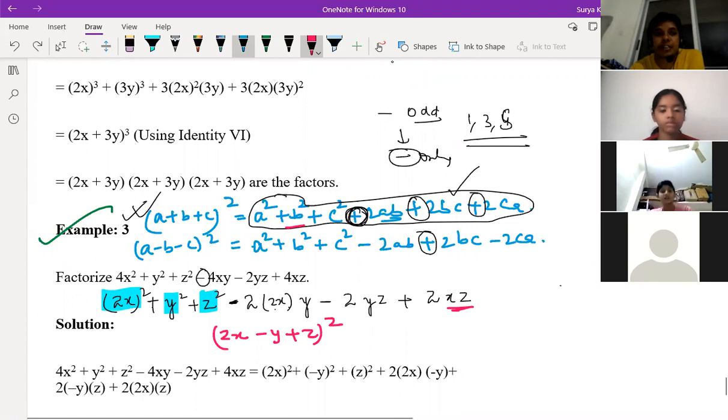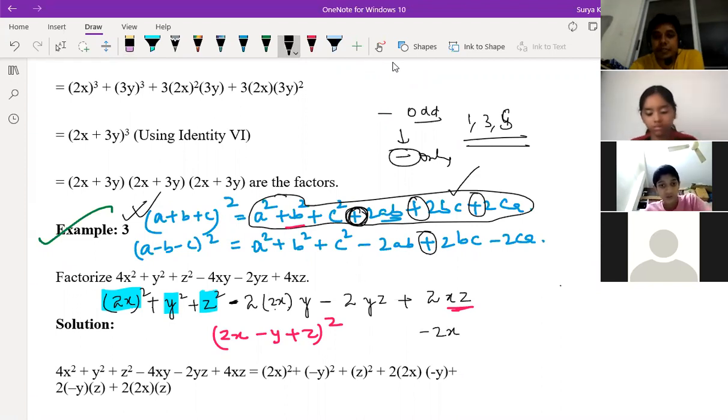Sir, I think it's minus 2x minus y plus z whole square. What? Tell me once again. Minus 2x minus y plus z whole square. Okay. So it is in the form of the previous question, sir, which we did last. Okay, one minute. We'll just try to do this one.